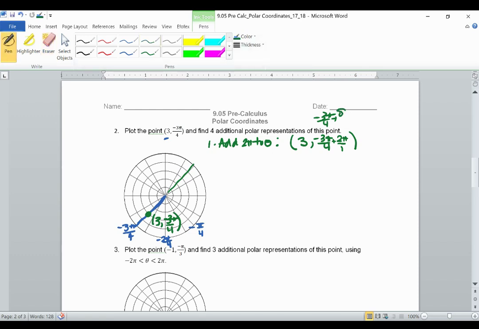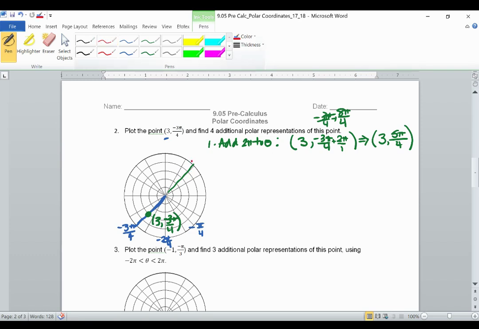So that would be 8 pi over 4. There we go. And then we have negative 3 pi plus 8 pi would give us 5 pi over 4. So our new point would be 3 and then 5 pi over 4. So let's double check that would work.